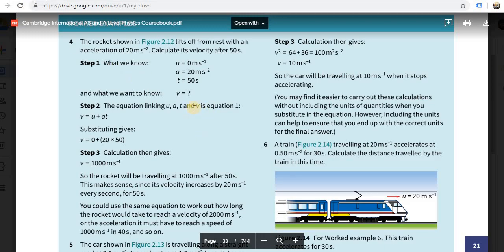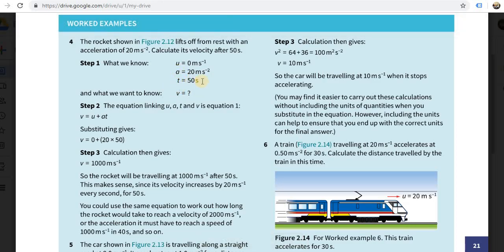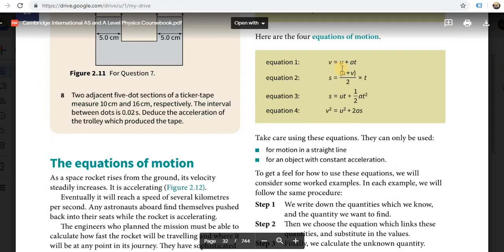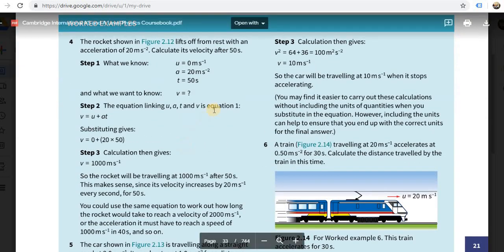The rocket shown in figure 2.12 lifts off from rest with an acceleration of 20 meters per second squared. Initial velocity is 0, because they say lifts off from rest. So U is 0. You can see they have written it down over here. With an acceleration of 20. Calculate its velocity after 50 seconds. So you have to find V after a time of 50 seconds. So T is 50, V is what you need to find. Which equation out of these 4 equations has all those 4 quantities, V, U, A and T? That is the first equation.